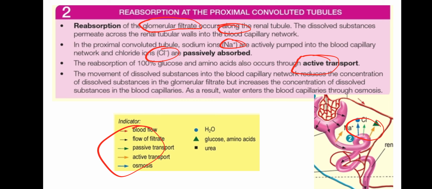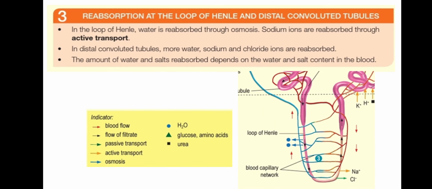The movement of dissolved substances into the blood capillary reduces their concentration in the filtrate but increases the concentration of dissolved substances in the blood capillary. That means after this, the blood here has a higher concentration now. Before this, the concentration in the blood is very low, due to ultrafiltration. I hope you understand. If not, you have to really sit down and study.